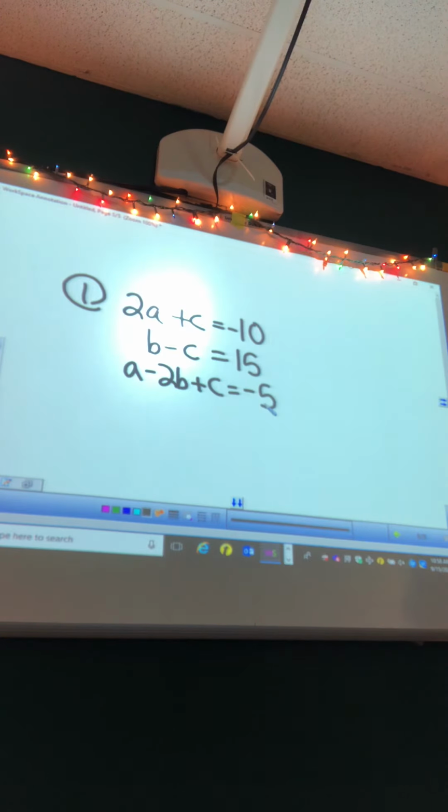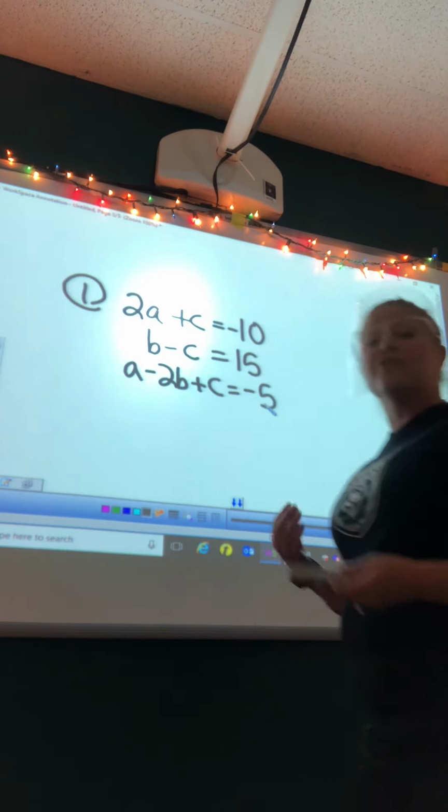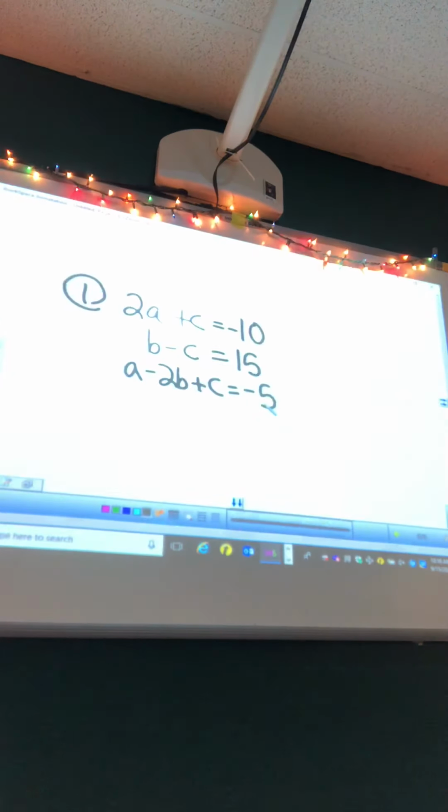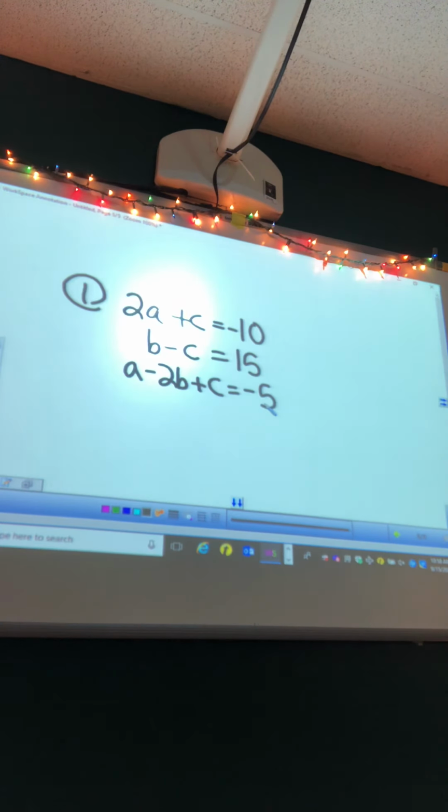But again, those are just little helpful hints that when I'm teaching, that's what I've learned over the years, to kind of push you in the right direction. So when I'm talking out loud, those are the things that you should be listening for. Choose the variable that's in all 3 equations to eliminate. Okay? So we chose C.